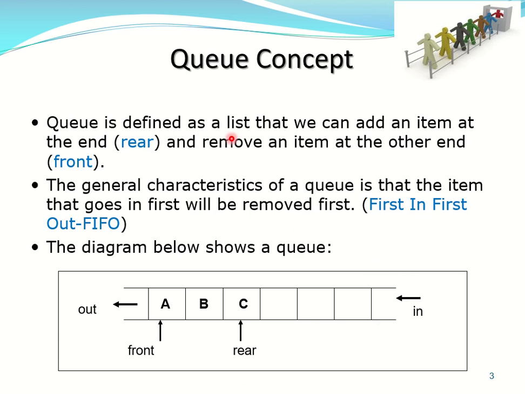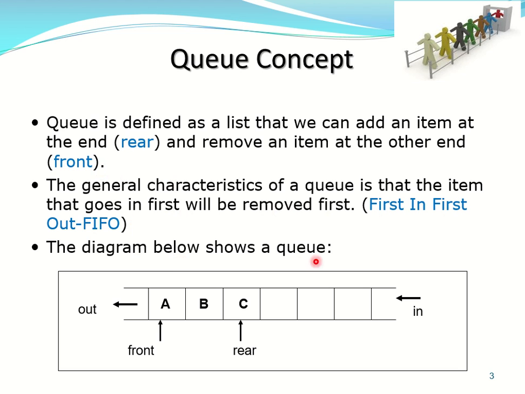Queue is defined as a list that we can add an item at the end or rear and remove an item at the other end, that means the front. So in this case, the item that goes in first will be removed first. First in, first out. So we call it as FIFO.